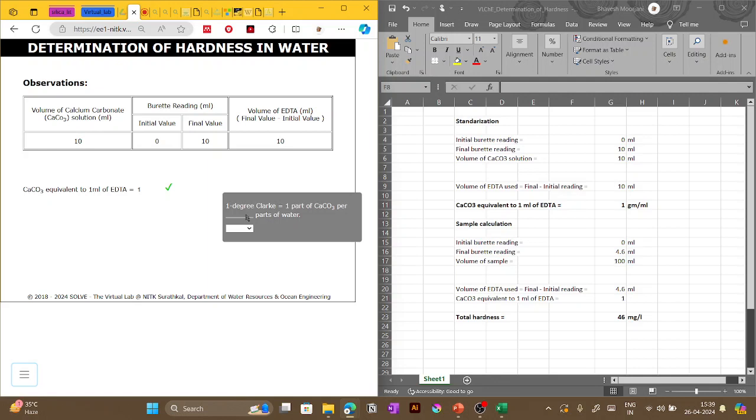Now as we have seen, 1 degree Clark unit is 1 part of CaCO3 per 70,000 parts of water.